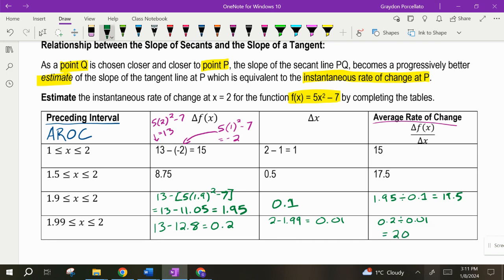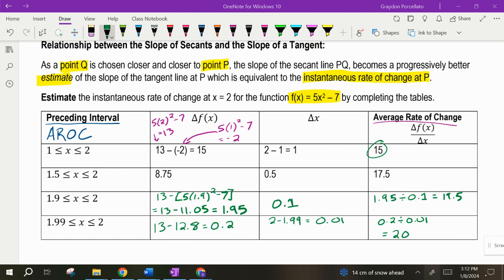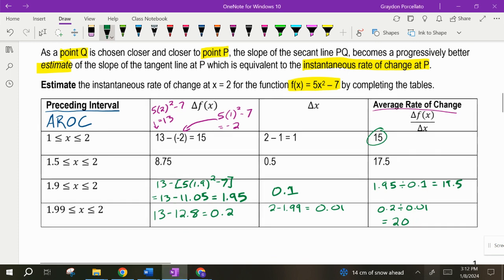But notice what's happening here. We were at 15, then we were at 17.5, then we were at 19.5. The gap is getting smaller and smaller between my average rates of change. So as you pick two x values that are closer and closer together, you're making a better estimate for your instantaneous rate of change.